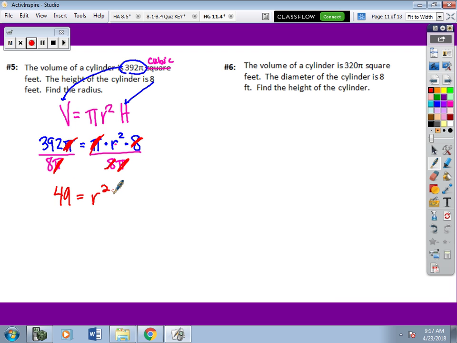And then the last step would be square root. Undo a square with a square root. And we'll get that the radius is 7. Now the radius is just plain units, so this would be just regular feet.